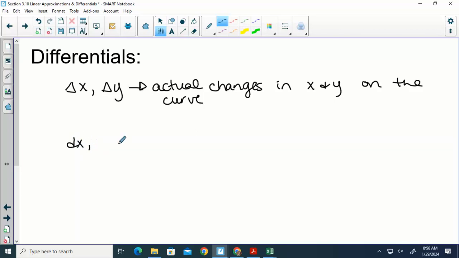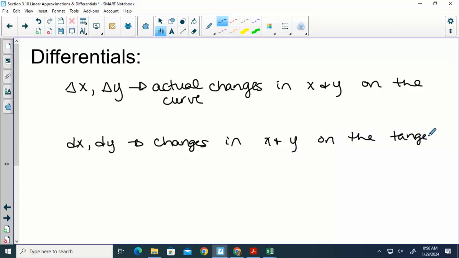When I say dx and dy, those are the changes in x and y on the tangent line. Okay, and I think the next slide does have a picture as well to help illustrate this.